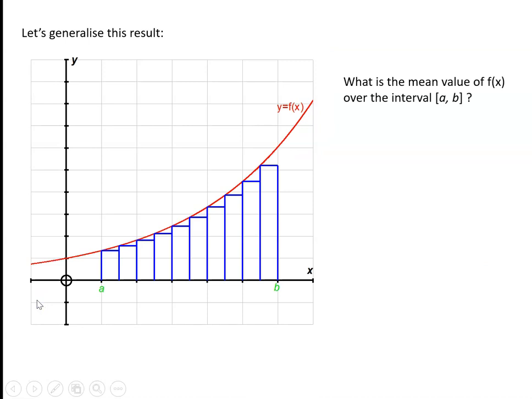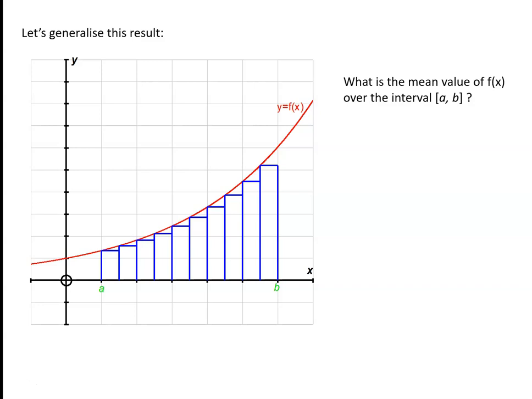So let's now try to generalize our result and find the mean value of f of x over the interval a to b. What we're going to do is split the interval between a and b into n equal sized parts.